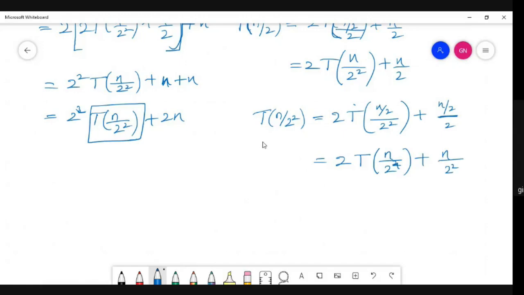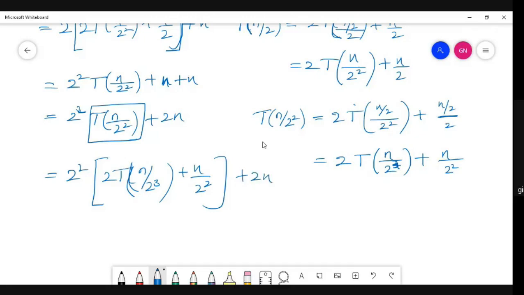Is that power 4 or 3? It's 3, right? So now why, sir, if we got 3 here, why are we getting 2 square? Because we have only n by 2 outside, right? Now let me just substitute this value. Let 2 square be outside. I have twice of T of n by 2 cube plus I have n by 2 square. The outside I have 2n, right?